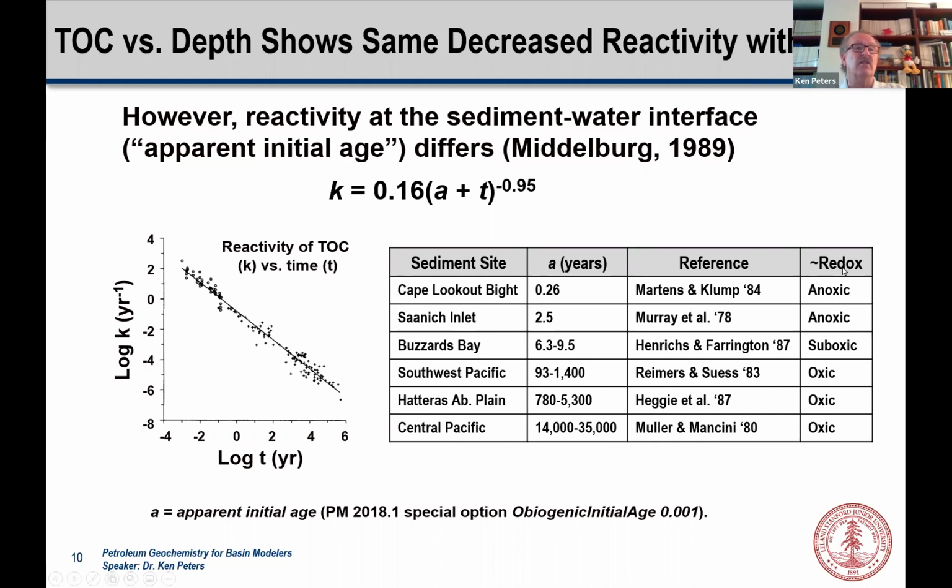So I've added these approximate redox indicators here, from anoxic to oxic. And look at the difference between the apparent initial age for an oxic sediment. That's a big number to substitute into this equation. So that has a major effect on the reactivity of the total organic carbon in your model for, say, methane generation.